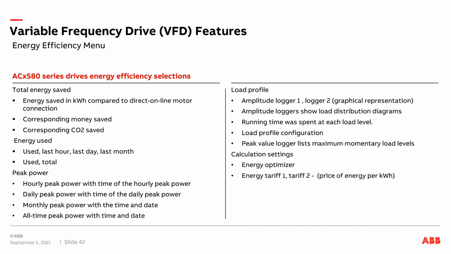In your calculation settings, you can calculate your energy optimizer. You can look at energy tariffs for changes in price per kilowatt hour. You can have different times, put in different tariffs for multipliers, and have different selections. Your CO2 conversion and your comparison of power can all be programmed.